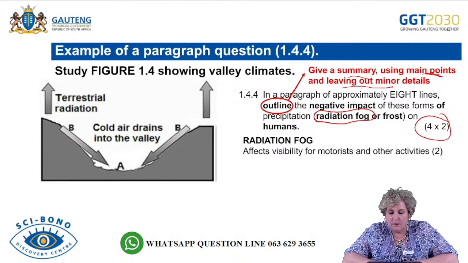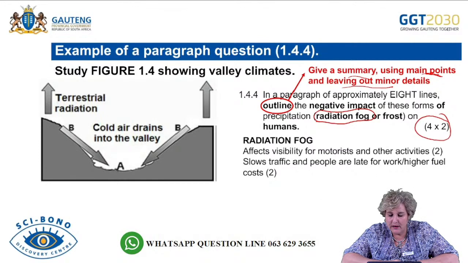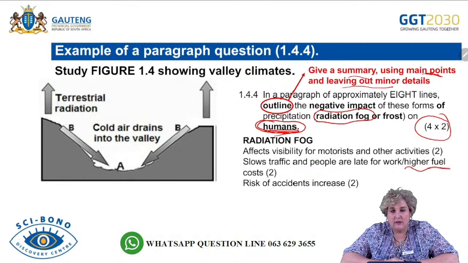It will affect the visibility for motorists and other activities. If I have this radiation fog, it's like a thick cloud in front of you that you cannot see through. So it will affect the visibility for motorists, and that can cause accidents. It will slow traffic, and people might come late because eventually they have to drive slower. And the economic impact of that is they will have higher fuel costs. Remember, we must refer to the effect that it has on humans. The risk of accidents will increase as people cannot see each other clearly.